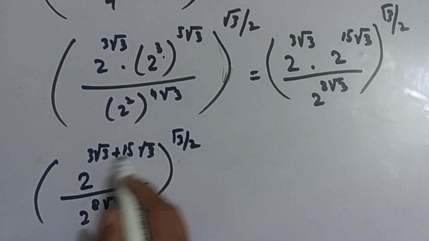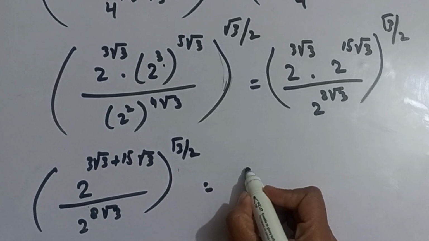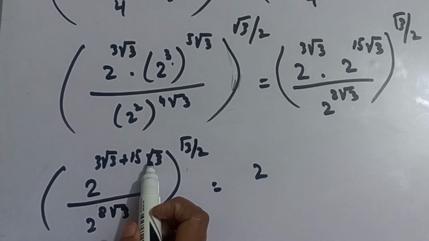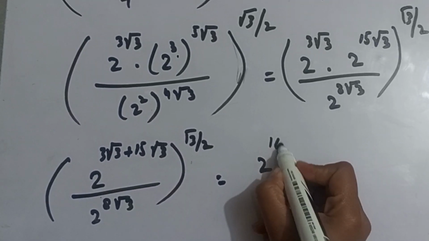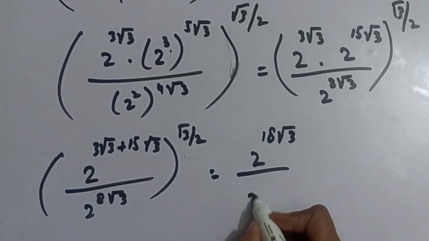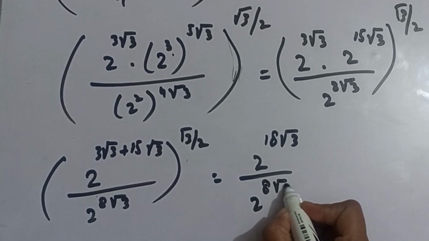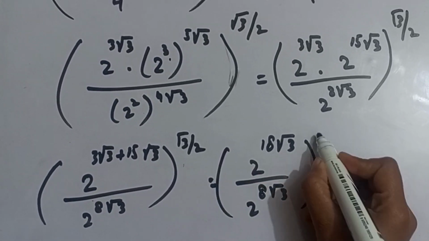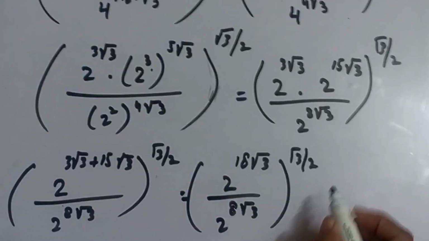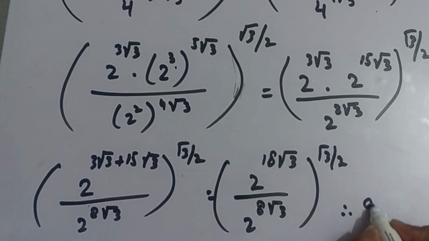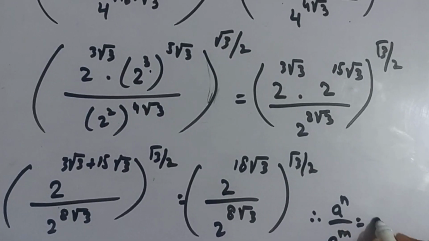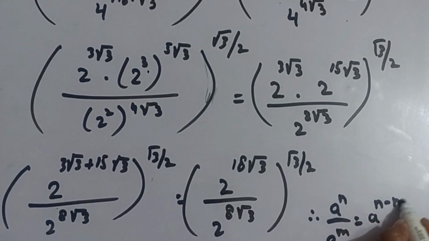Now in the next step, add this exponent, then we have 2 raised to the power, add 3 times square root 3 plus 15 times square root 3 is equal to 18 times square root 3, and the denominator is 2 raised to the power 8 times square root 3, and again its power is square root 3 over 2. In the next step, we use this identity, which is a raised to the power n over a raised to the power m. We write this as a raised to the power n minus m.